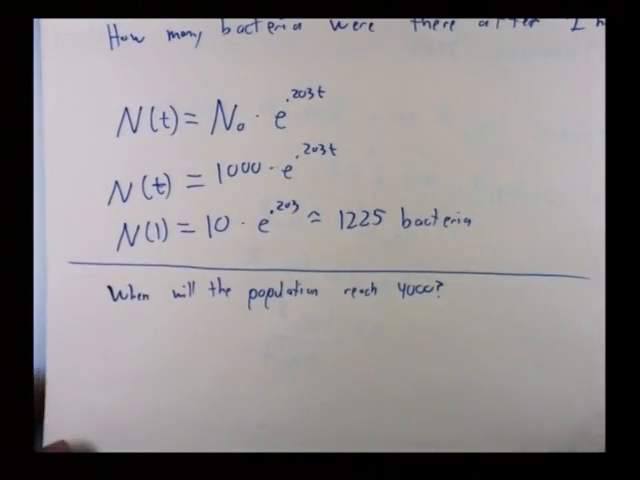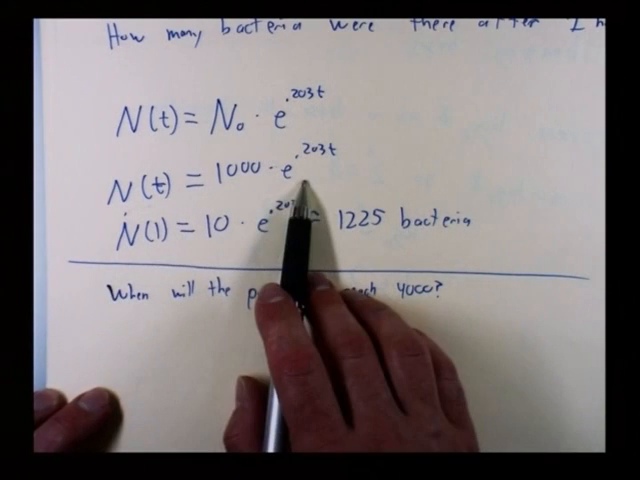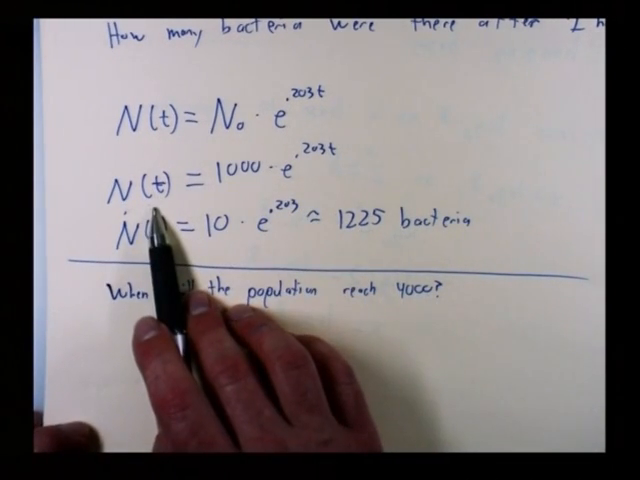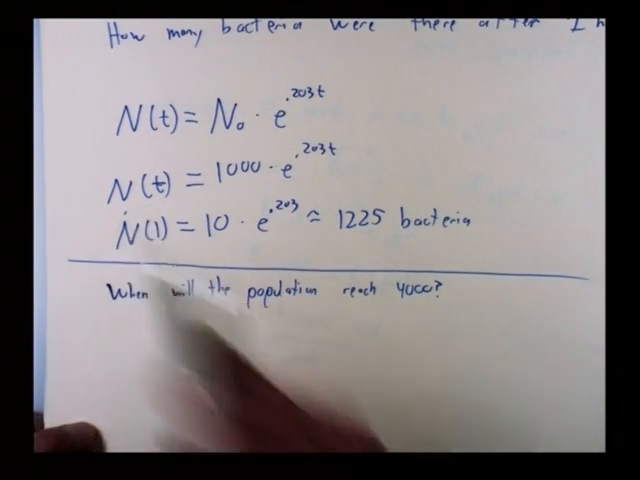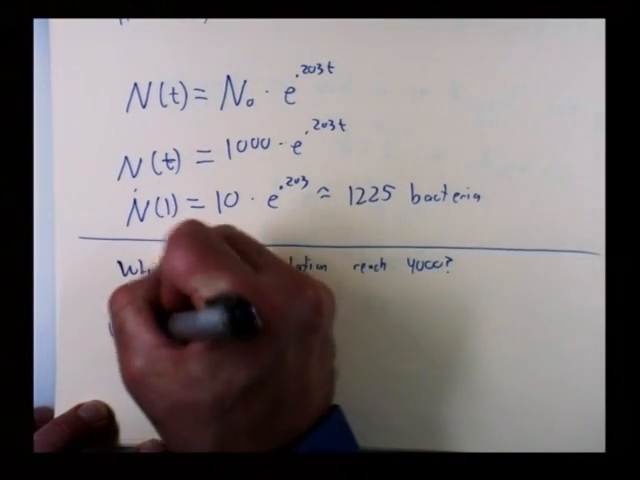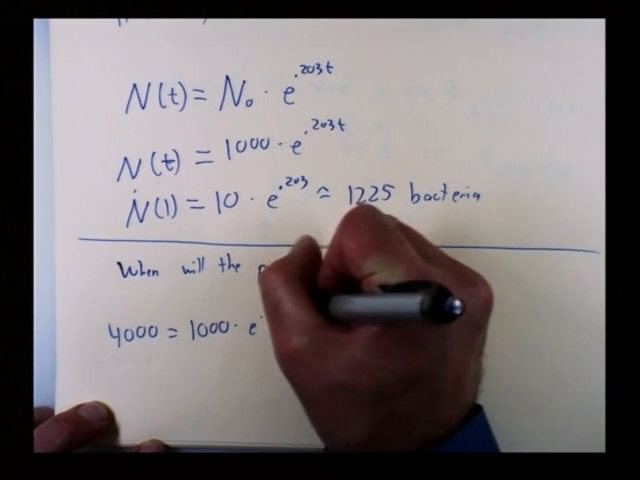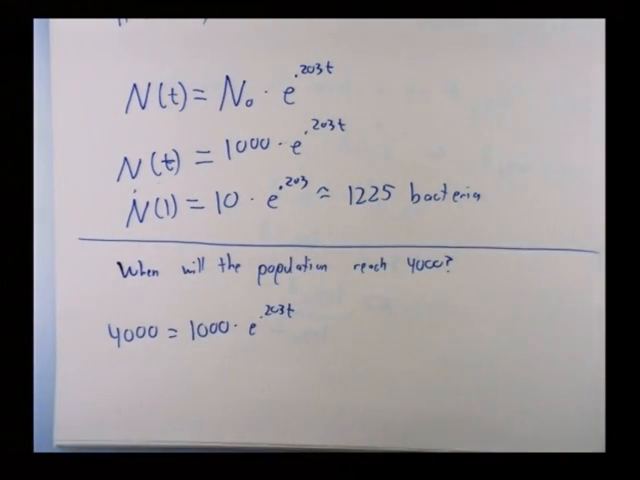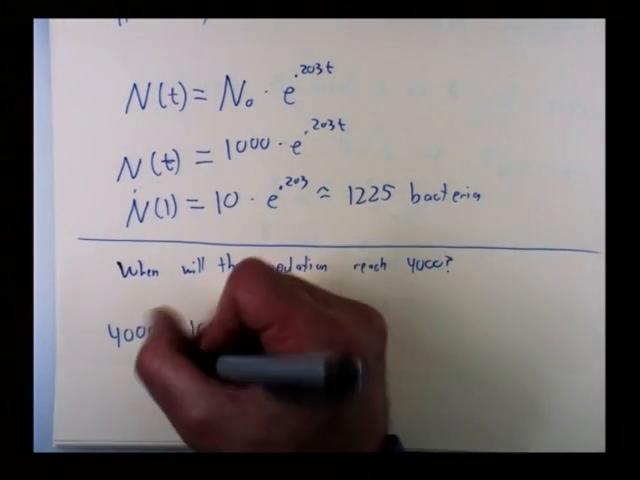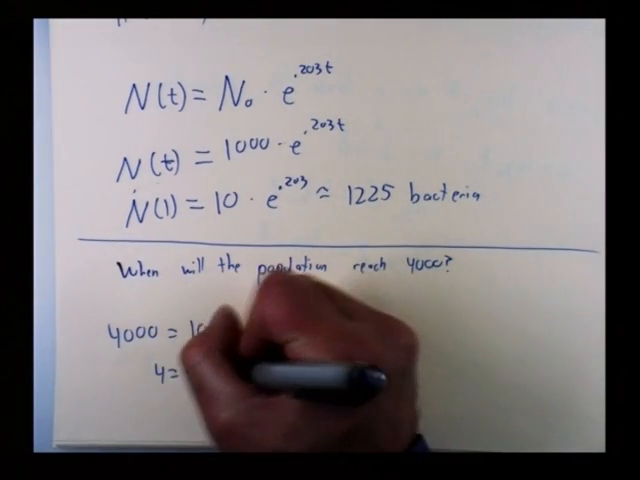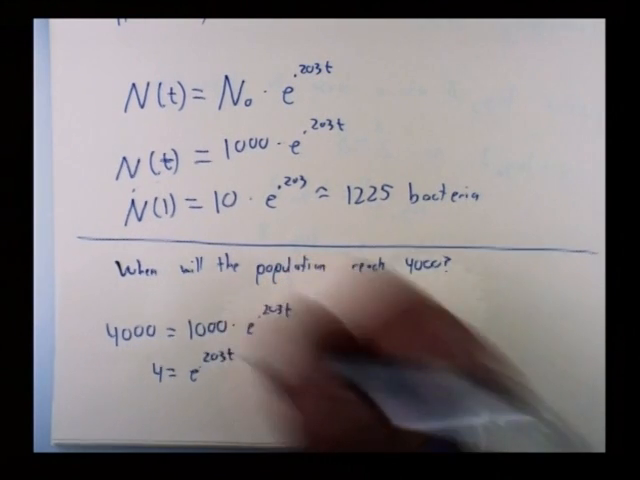I have my equation. I know how to find the population any time t. And I know what I want the number to be. Remember, n of t is the number at time t, and I want that number to be 4,000. So 4,000 is equal to 1,000 times e to the 0.203 times some t. And now I just need to figure out what that t is. This doesn't look too hard. If I divide both sides by 1,000, I get 4 equals e to the 0.203 t.